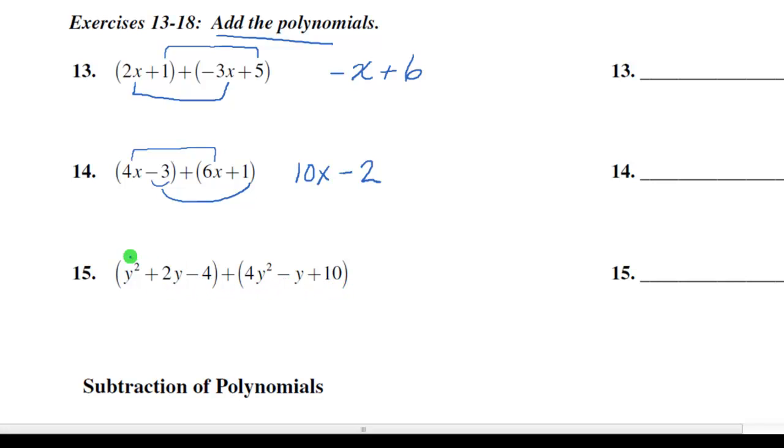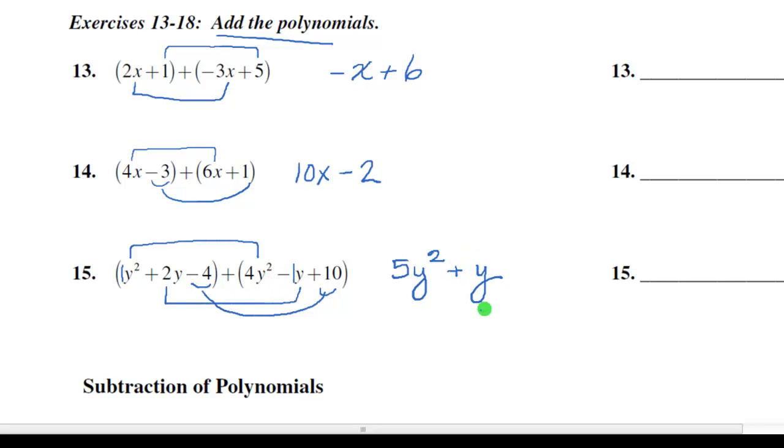The like terms are y squared and 4y squared. Those are like terms. The positive 2y and the negative y are like terms. Remember, this is like having a negative 1 here. And then the negative 4 and the 10 are like terms. So 1y squared plus 4y squared is 5y squared. A positive 2y added to a negative 1y, so 2 minus 1 is 1y. So we're going to write plus y.